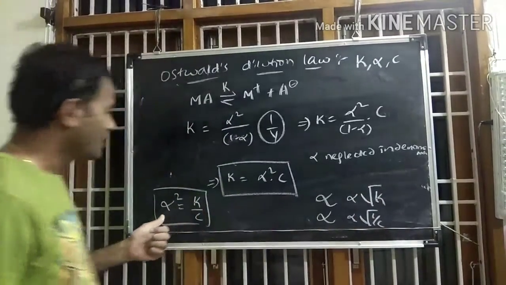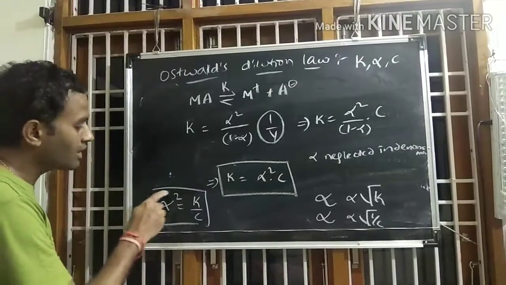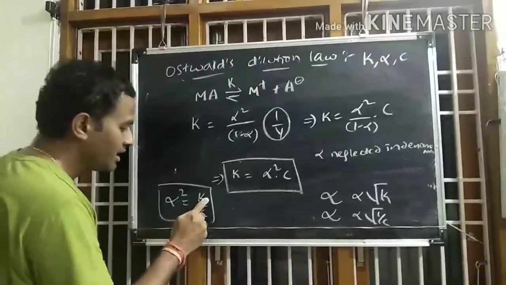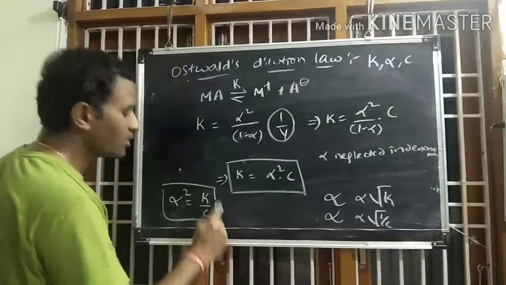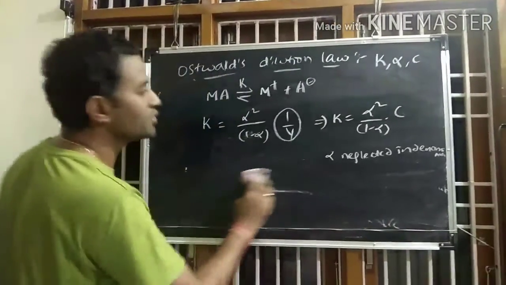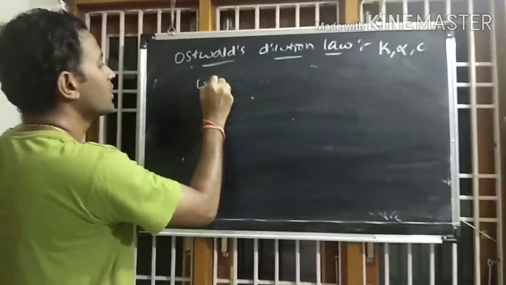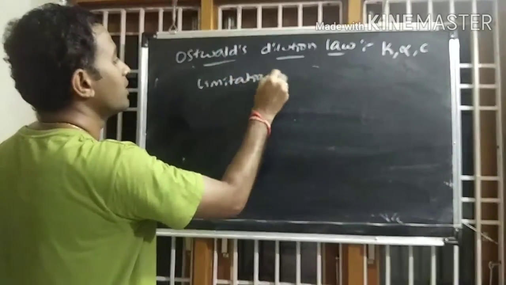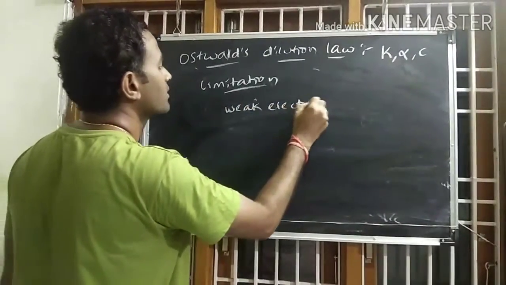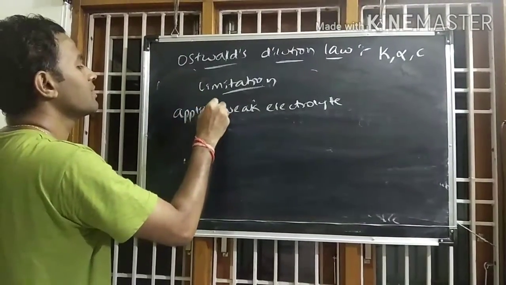So based on this mathematical relationship, we can know how the degree of dissociation is changing with the varying dissociation constant as well as concentration. What are the limitations for Ostwald's dilution law? Ostwald's dilution law is applicable to weak electrolytes. This is the limitation.